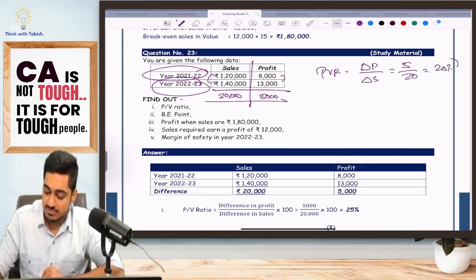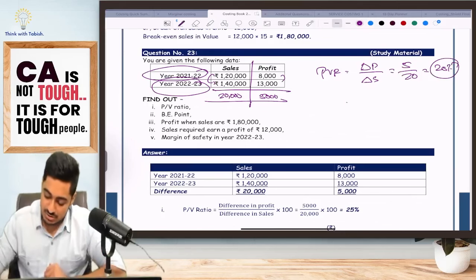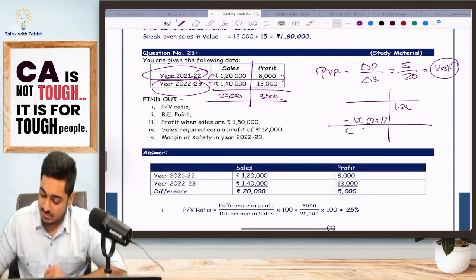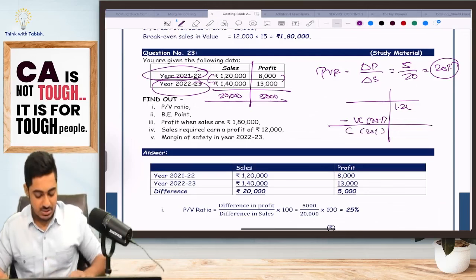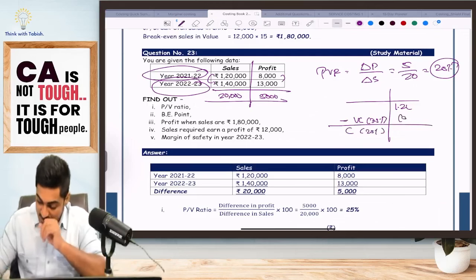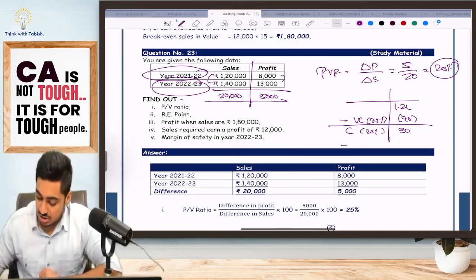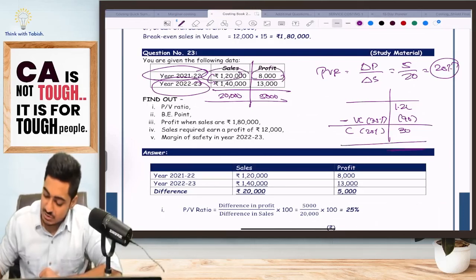It is 25%. Once you've got your PV ratio, put in any one of the data. Calculate fixed cost. Look at this. If my sale is 1,20,000, variable cost should be 75%, because contribution is 25%. So 1,20,000 into 75%, 90,000 is variable cost. That means 30,000 is contribution. Ultimately, how much profit we had when I was selling 1,20,000? 8,000 was profit.